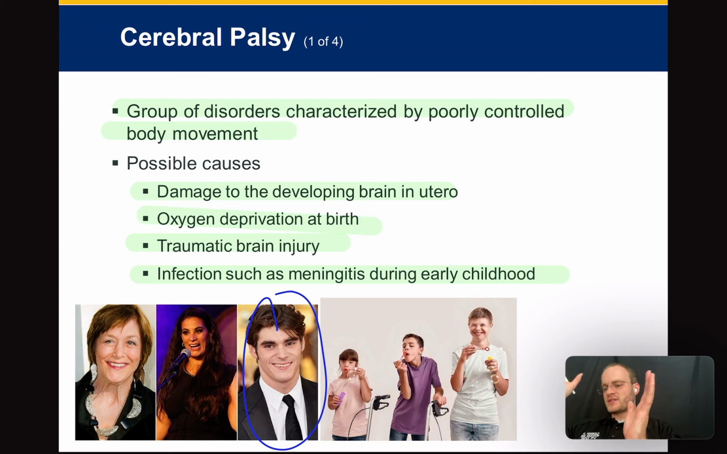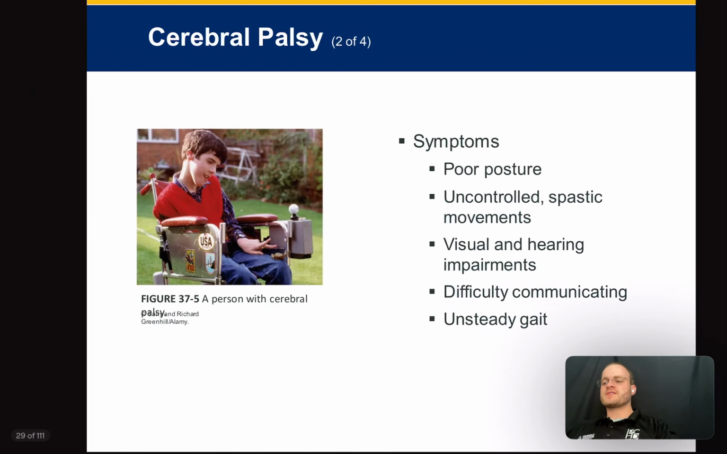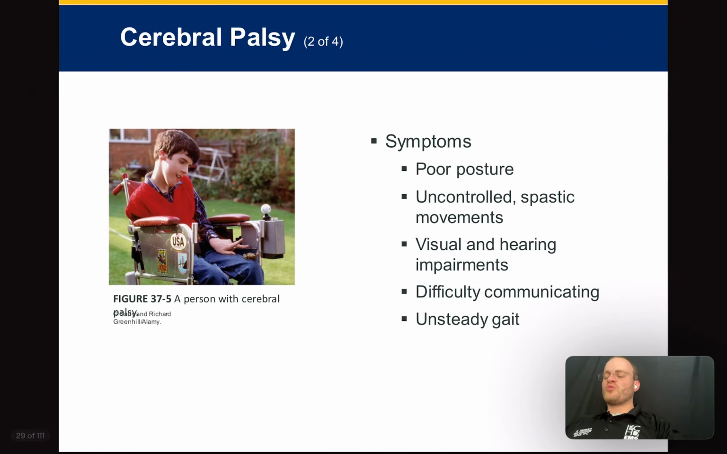But what I've seen is these can be intellectually normal people with body issues. And where these body issues tend to be is in their legs. Because the issue is in their legs, they become very tense. And so they could have poor posture, uncontrolled spastic movements.